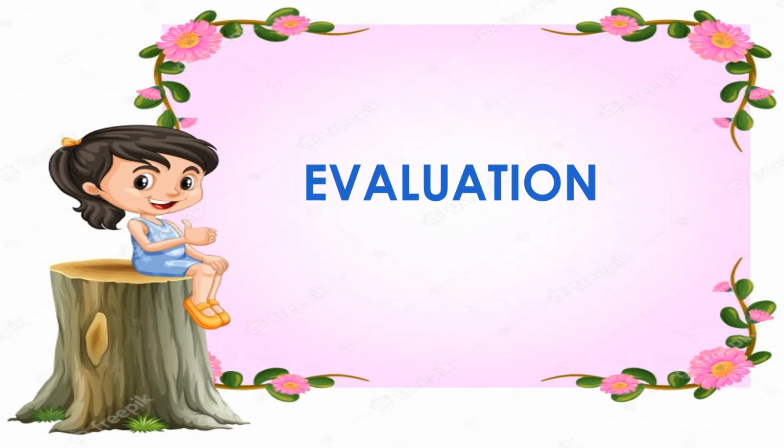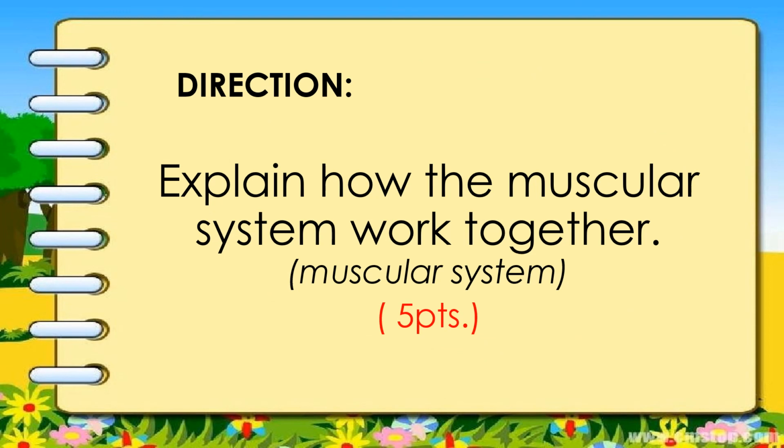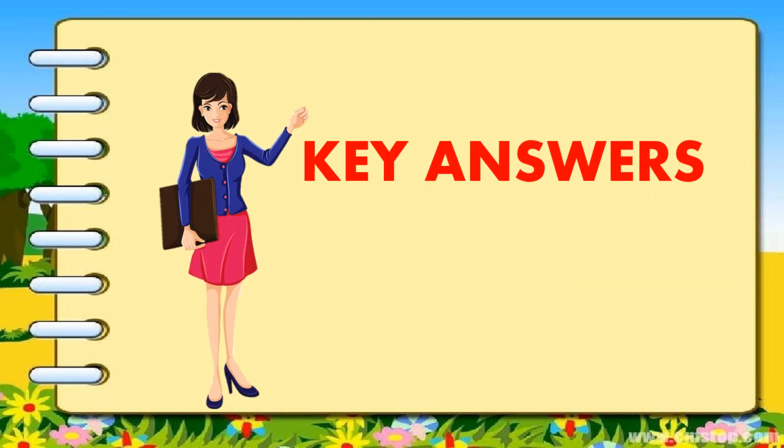Wow, you're too close to finish the lesson. In the evaluation, 5 points if you can explain how the organs work together, specifically the muscular system. Write your answer in your science notebook. Now, let's check your answers from Activity 2 up to Activity 3. You may refer to key answers. Your output in the evaluation part should be submitted to your teacher for checking and record purposes.